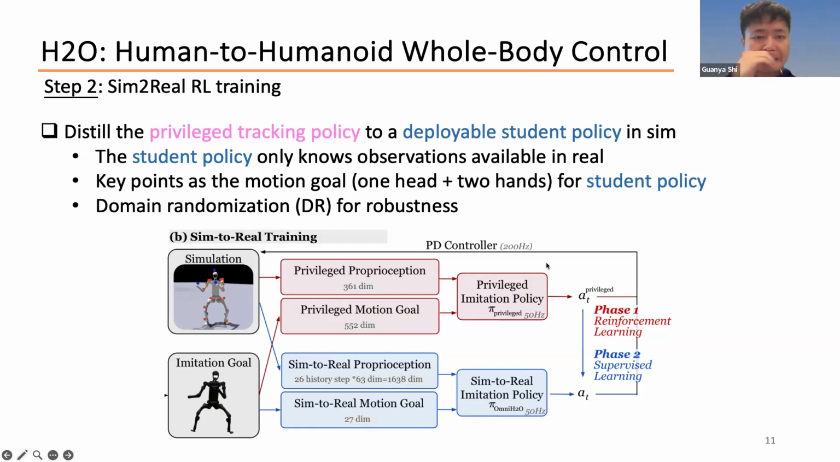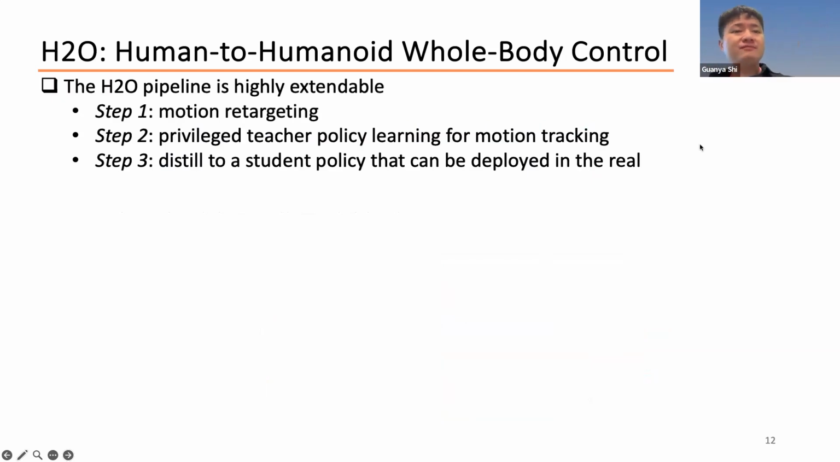All right, this is basically how it works. I want to emphasize this H2O pipeline is very flexible and very extendable. I think the major contribution of H2O is we define 3 key steps for learning from human motions for humanoids. Step 1, we need to do some sort of motion retargeting to translate human motions to humanoid motions. Step 2, we need some privileged teacher tracking policy learning to track these humanoid motions. And step 3, we need to distill to a student policy that can be deployed in the real world.